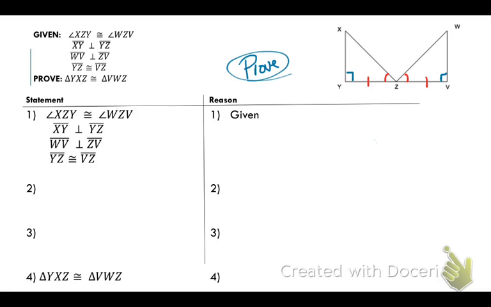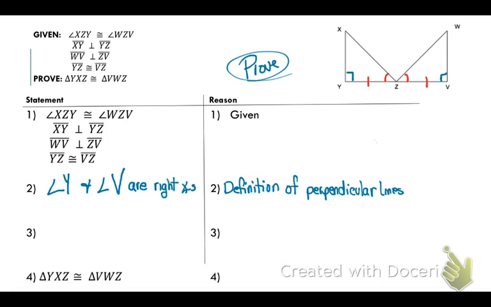And then they also give us that side YZ is congruent to side VZ. So I've marked that. And when I look at my diagram with what I can prove and what they've given me, I have side, angle, side, because I can say that all right angles are congruent. All right, so let's write down what we know. We know that angle Y and angle V are right angles. And the reason we know they are right angles is because that is the definition of perpendicular lines. Two lines that intersect to form right angles.